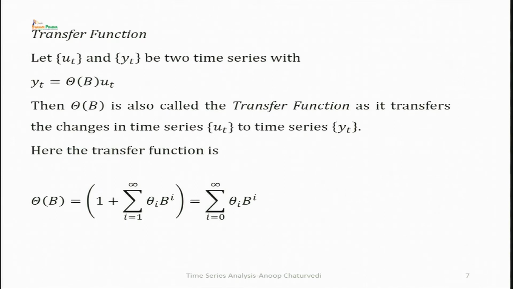So, in fact, what is the role of theta(B)? Suppose you consider u_t and y_t as two time series. u_t is a time series and y_t is a time series. In fact, u_t is a purely random process. Then y_t is equal to theta(B) u_t.